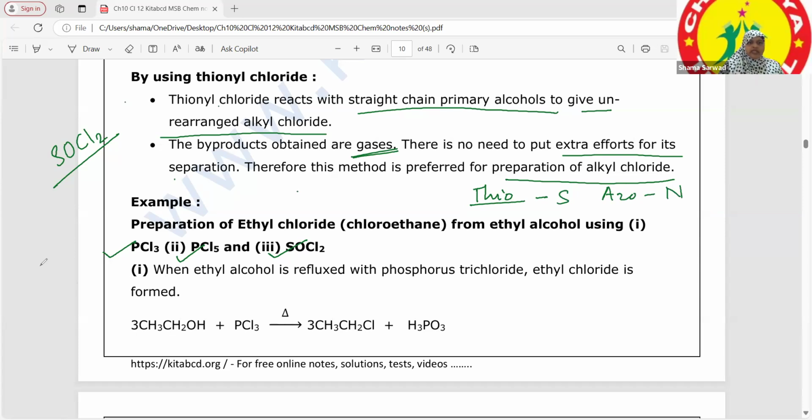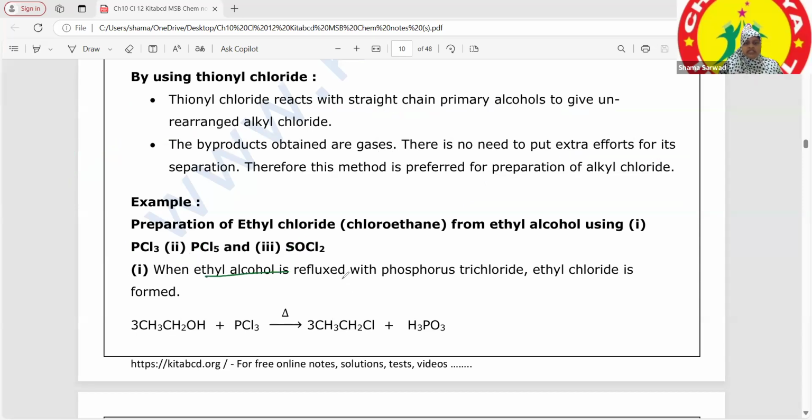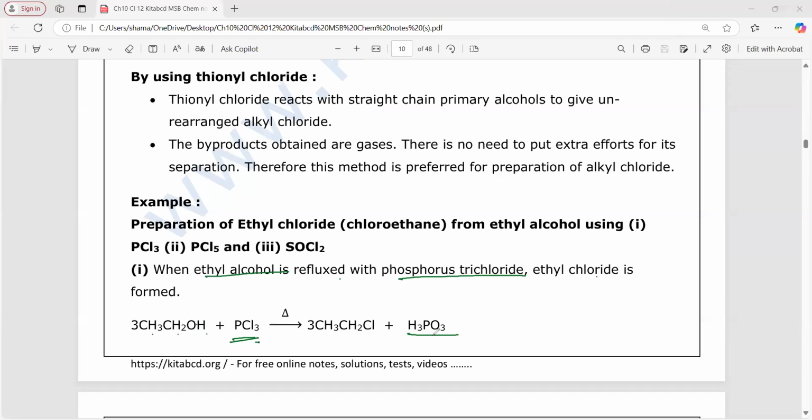Now what they said: when ethyl alcohol is refluxed, meaning heated, with phosphorus trichloride, ethyl chloride is formed. CH3CH2OH treated with PCl3, you will get what? One chlorine will go over here, OH would be removed, and it will form H3PO3. That is phosphorus acid. Phosphoric means H3PO4, right? So it is phosphorus, not phosphoric.